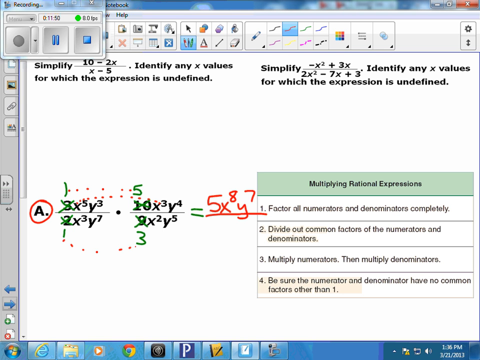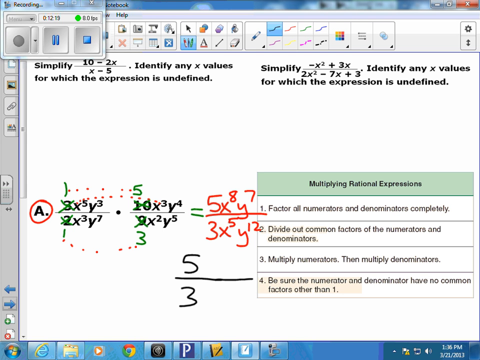Now look at the bottom. 1 times 3 on the bottom would be a 3 for our coefficient. X to the 3rd times x squared is x to the 5th. Y to the 7th times y to the 5th is y to the 12th. So we combine these together first. Now let's simplify. So we already know 5/3 is simplified. Our fraction, we did that beforehand.